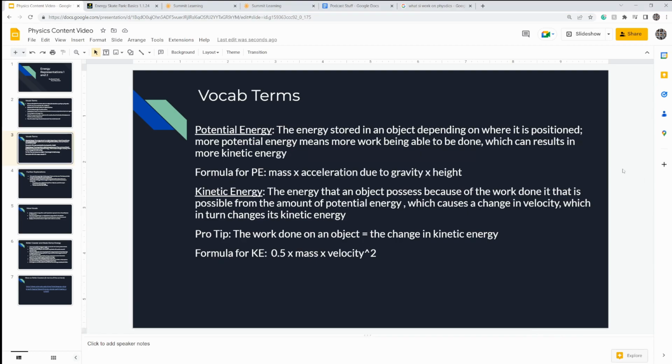More kinetic energy. All right, so I actually had something down wrong on potential energy. So forget what you saw earlier. I just made a cut here.